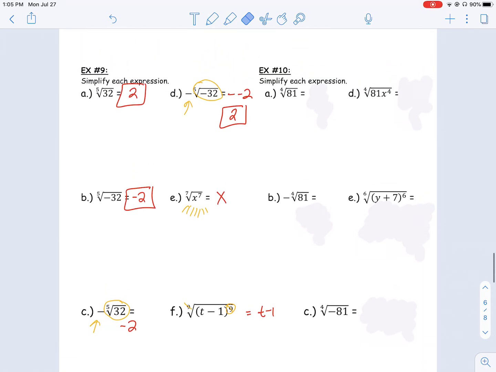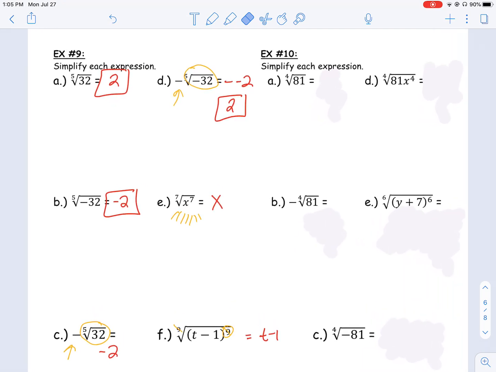All right, but look at example number 10. Example number 10 has a whole bunch of different even roots, and that's when we need to worry. Remember, we need to worry if we have negatives underneath our even root, because that's not possible. And we have to worry that our answer, when we simplify, if we have variables, if it has an odd exponent, we need those absolute values on there. All right, here we go.